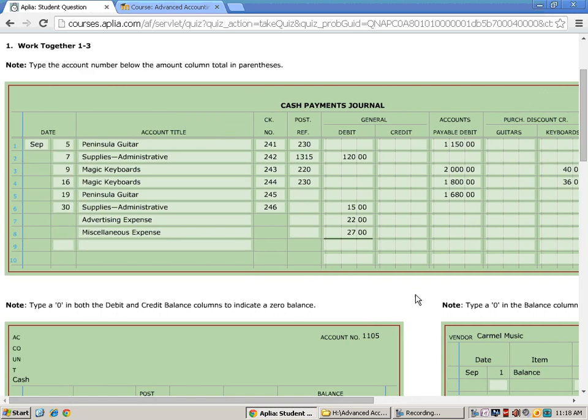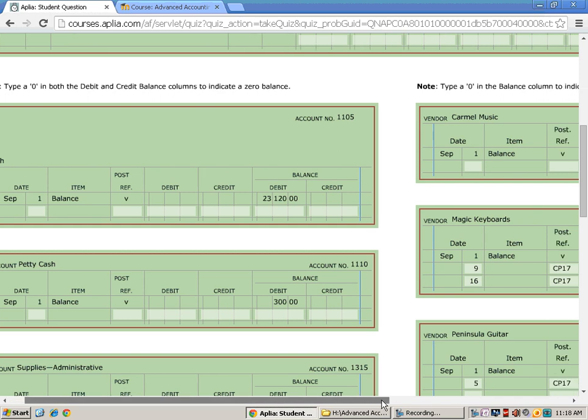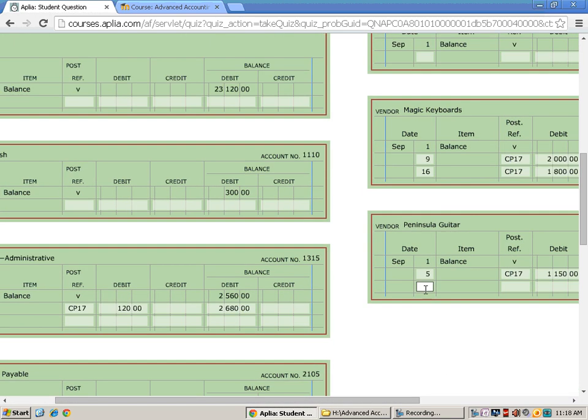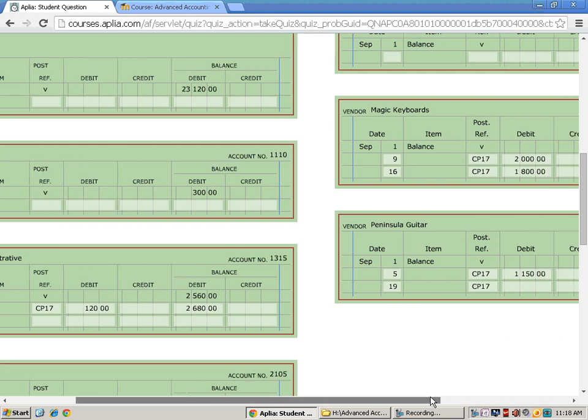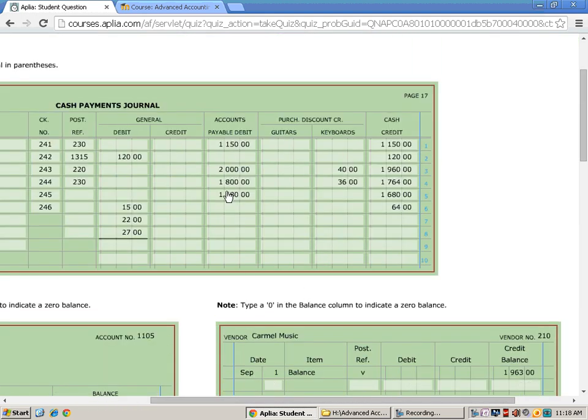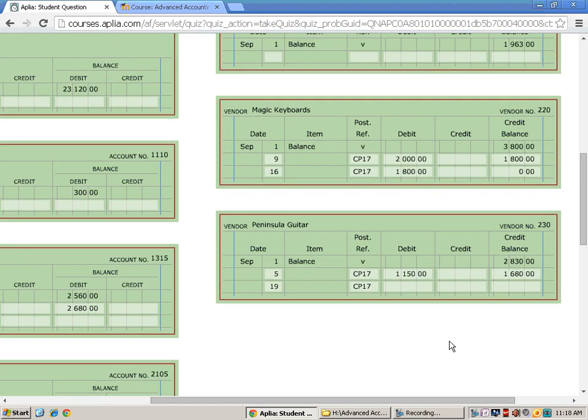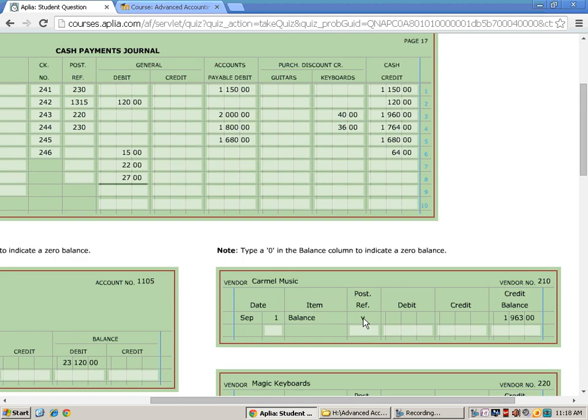So now we go to Peninsula Guitar on the 19th. 19th, CP 17. And we paid them $1,680. That's how much we owed them. So we have them paid off as well. So we need to make sure you put your 0 in your credit. Up here.